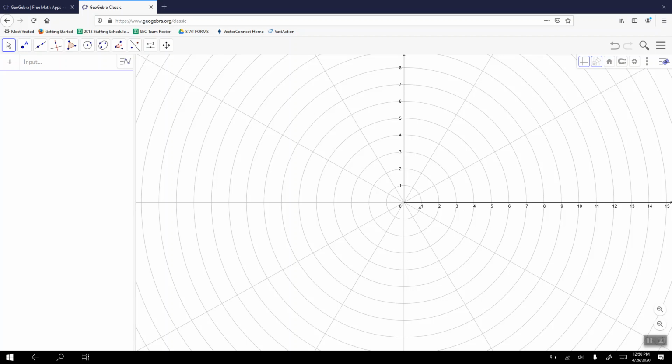So this first circle here has a radius of 1, the second circle has a radius of 2, the third circle has a radius of 3, the fourth circle has a radius of 4. You also see these slanted lines. These slanted lines are representative of angle measurements. So the polar axis here is an angle of 0, or going all the way around, 2 pi.